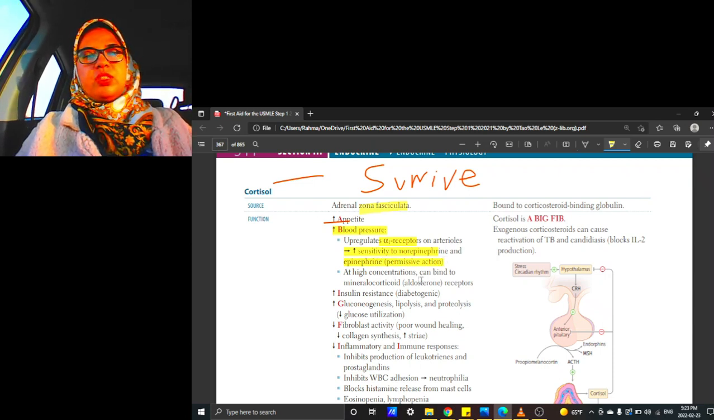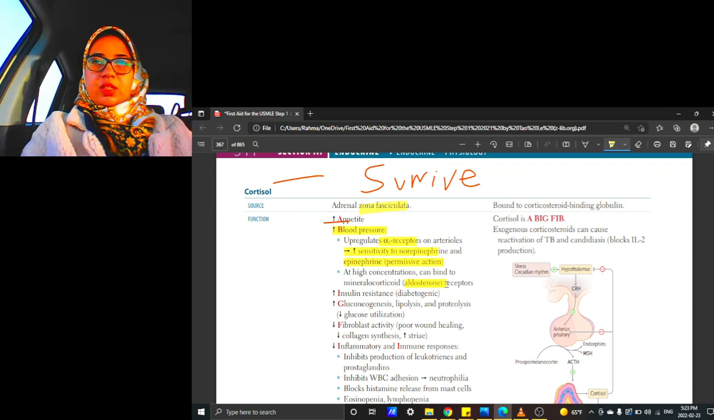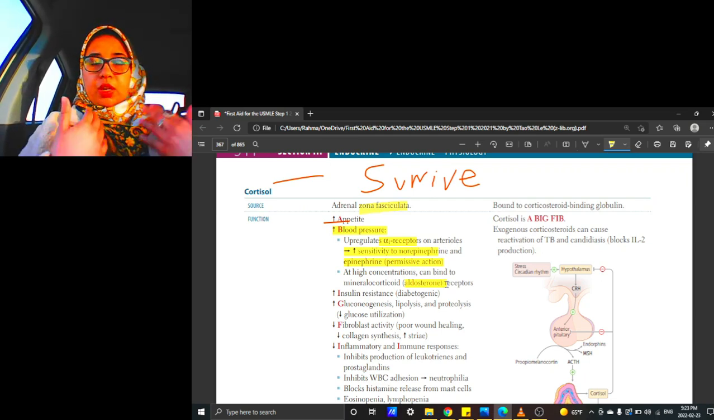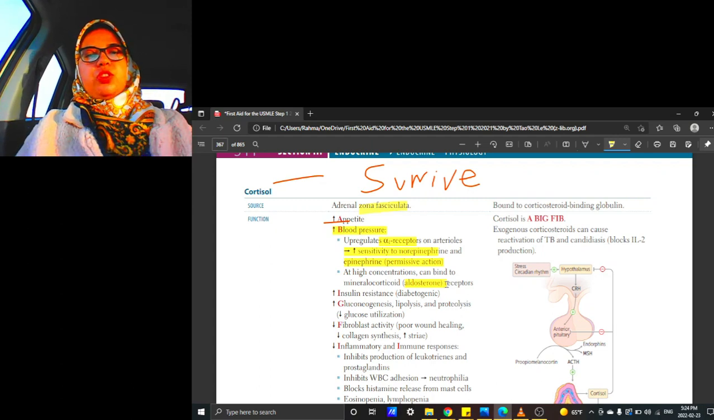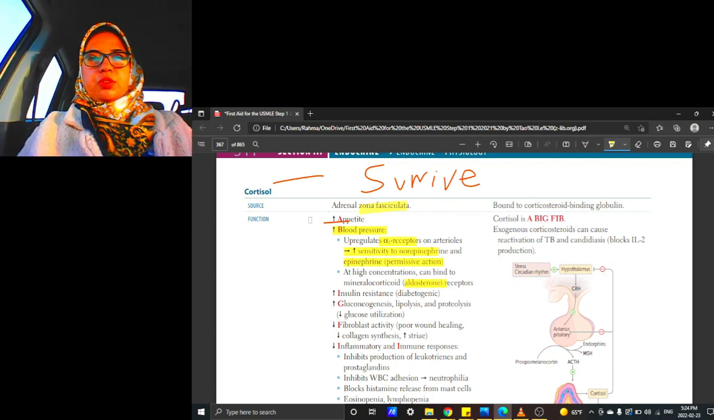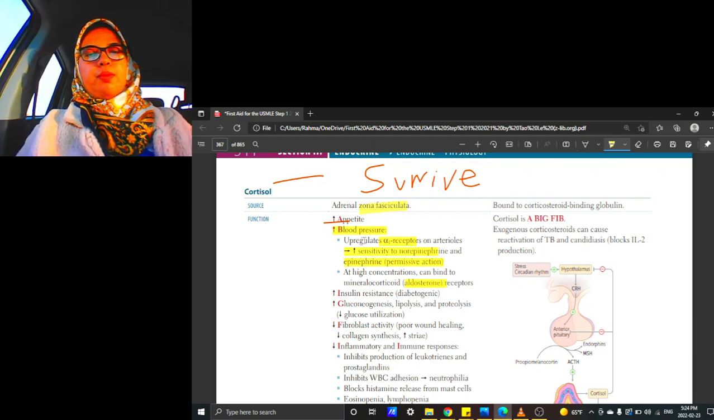At high concentrations, it can also bind to aldosterone receptors and activate them. We just discussed aldosterone. It's going to increase our blood pressure and get rid of potassium. So at high concentrations, cortisol will increase blood pressure by doing that.